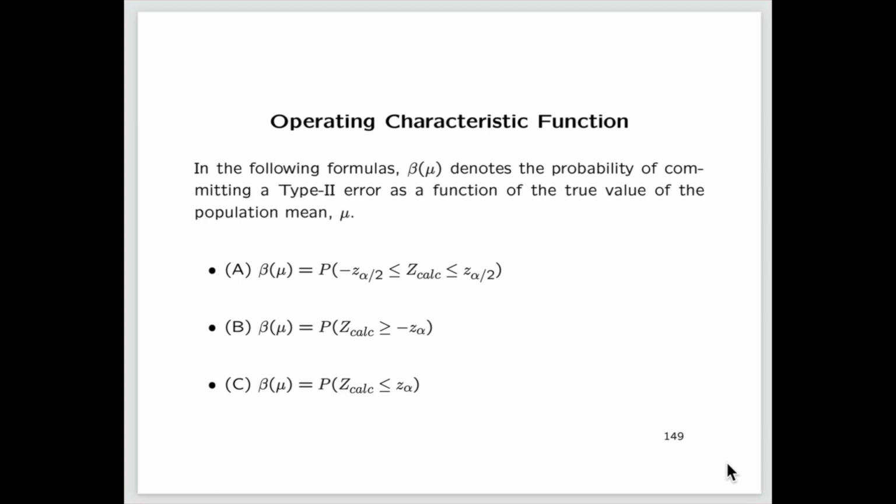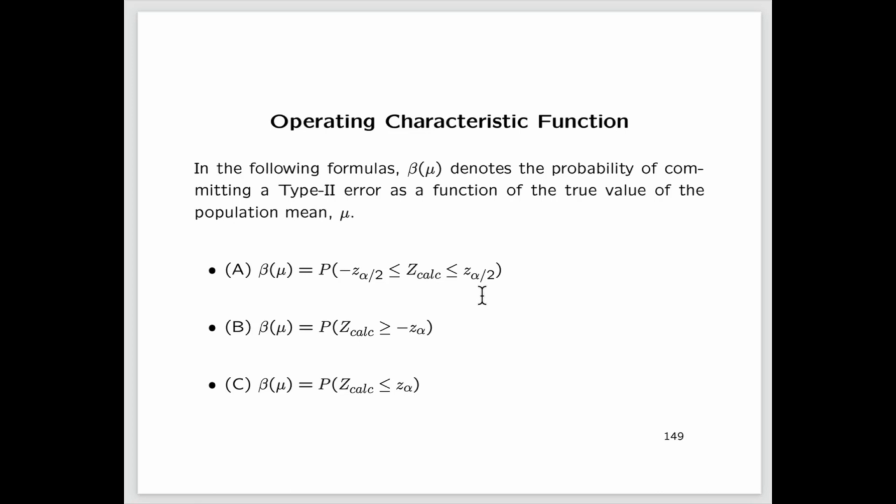Now let's talk about the operating characteristic function. In the following formulas, beta of mu denotes the probability of committing a type 2 error as a function of the true value of the population mean mu. Now for a two-tailed test, the probability of committing a type 2 error is equal to the probability that our test statistic z-calc is between negative z sub alpha over 2 and positive z sub alpha over 2.